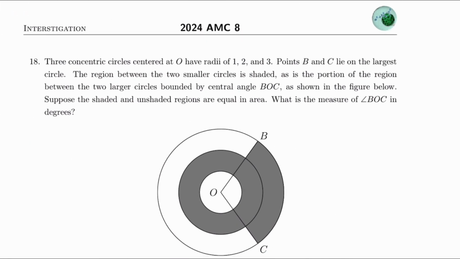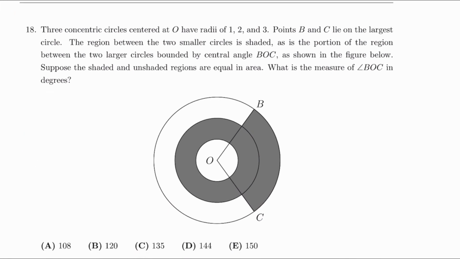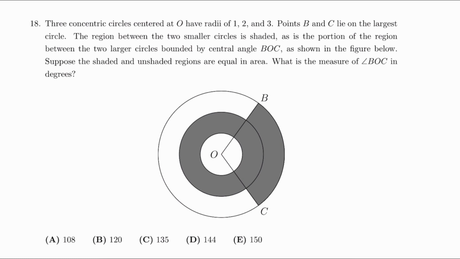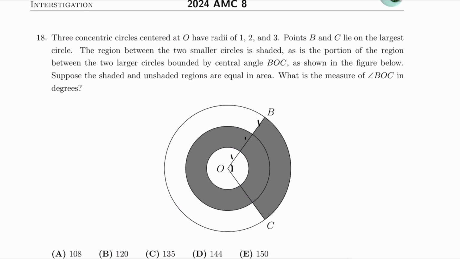All right, number 18. Number 18 says, 3 concentric circles are centered at O with radii 1, 2, and 3. So basically, this segment is trisected. Both point P and C lie on the biggest circle. The region between the 2 smaller circles is shaded, as is the portion of the region between the larger circle bounded by the central angle BOC, as shown in the figure below. Suppose the shaded and unshaded regions are equal in area. What is the measure of angle BOC in degrees? So we want to find the measure of BOC.